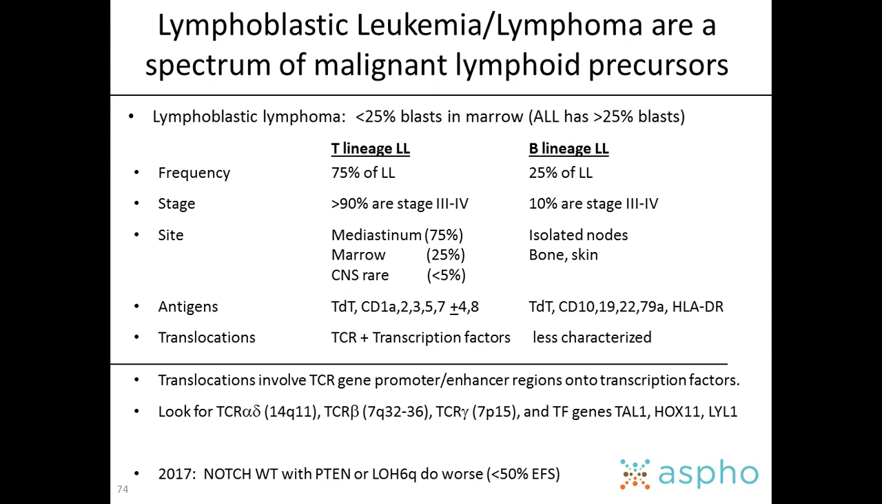Many of them have Notch mutations, but in 2017, Notch wild type tends to be bad, especially when it's associated with a PTEN mutation or loss of heterozygosity at 6q. They tend to do much worse with a less than 50% event-free survival.